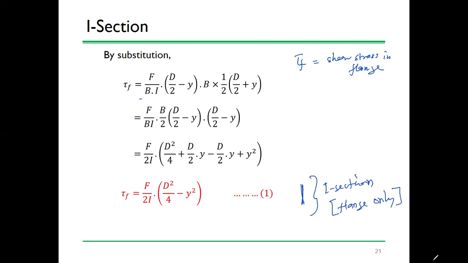If you want to calculate the shear stress within any portion of the flange, this is the formula you are going to use. In this formula, we note that the capital D represents the overall depth of the beam or the I section. So what will be changing is the Y, the location where you want to find your shear stress. You just keep changing the Y values and then voila, you are good to go. All right, so note equation 1 down.